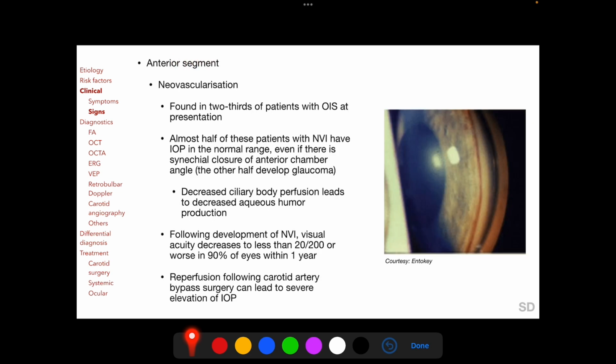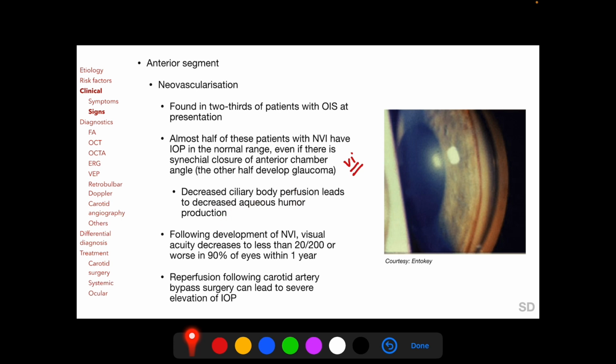Anterior segment examination of OIS eyes can show anterior segment neovascularization, anterior chamber inflammation, and cataract. Anterior segment neovascularization is found in 2/3 of OIS eyes at presentation, but almost half of these eyes with NVI have IOP in the normal range, even if there is synechial closure of the anterior chamber angle from angle neovascularization, and this is very important to remember. And this is because chronic hypoperfusion leads to decreased ciliary body perfusion, which results in decreased aqueous humor production.